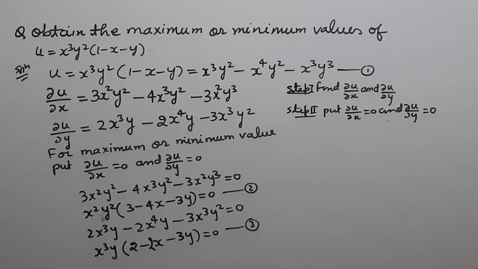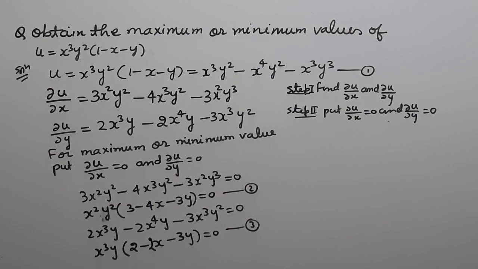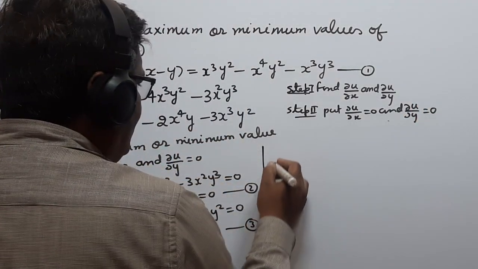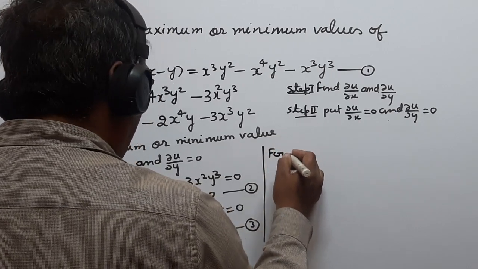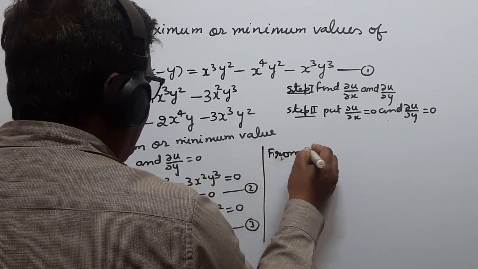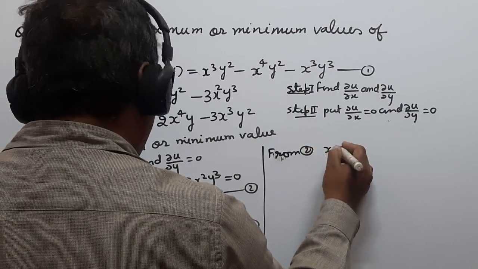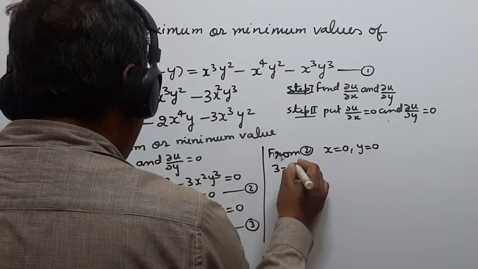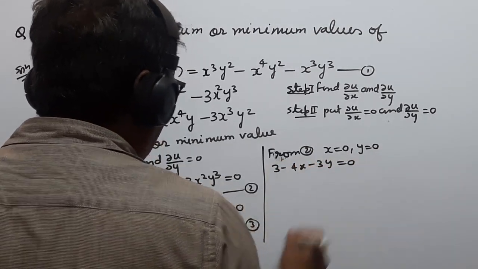So in the second step you can see we put del u upon del x equal to 0 and get the second equation, and put del u upon del y equal to 0 and get the third equation. Now solving these two equations, from the second equation we get x equal to 0, y equal to 0, and 3 minus 4x minus 3y equal to 0.